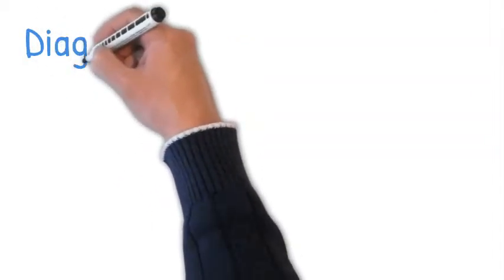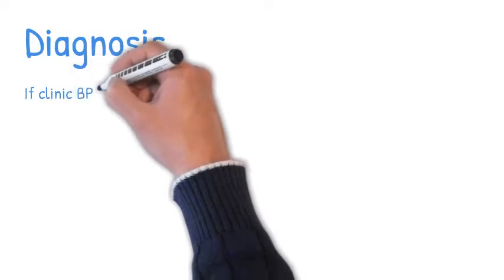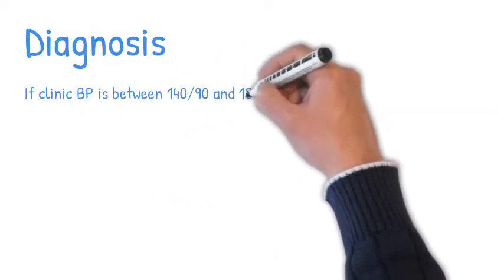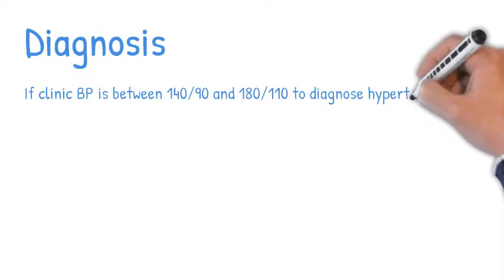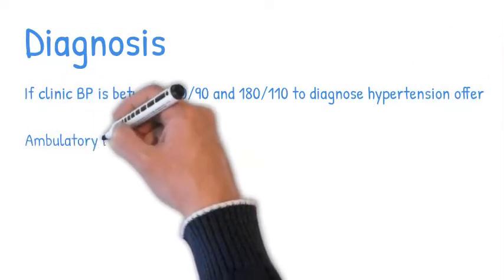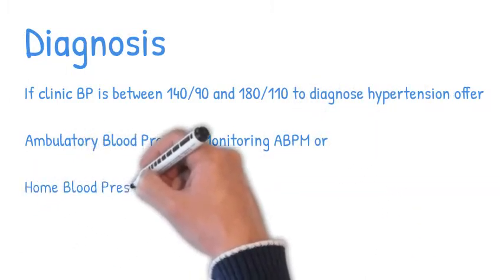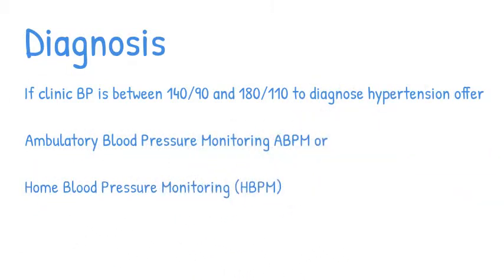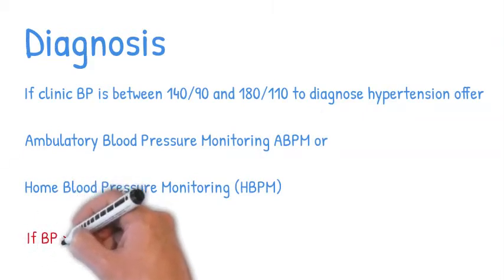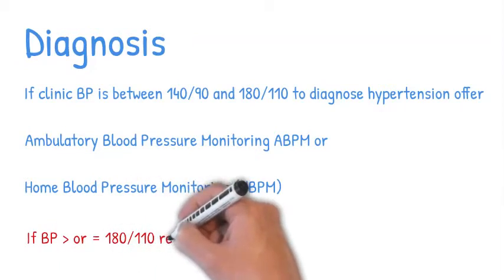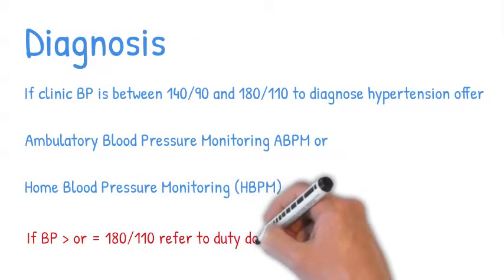You're in your surgery and you take a blood pressure on a person who's not known to be hypertensive, and you find it's between 140/90 and 180/110, you might think, is this person hypertensive? But before you confirm the diagnosis, you should arrange an ambulatory blood pressure monitor, or if this isn't available or declined, then think about doing home blood pressure monitoring. If the blood pressure is greater than or equal to 180/110, you should consider referring this to the duty doctor, as this patient may need some urgent intervention.